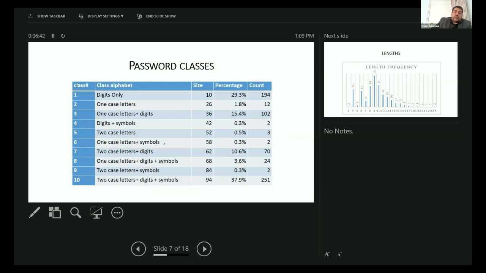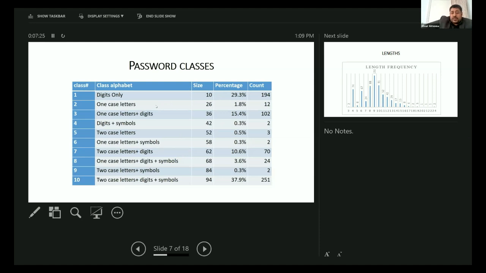According to those parameters, we had different classes of passwords. For digits only, the alphabet size is 10. The percentage of students who created these passwords was almost a third, so almost 30%, which is not a very good piece of information. One-case letters, only small letters or only capital letters, where the alphabet size is 26: we have only 2%.